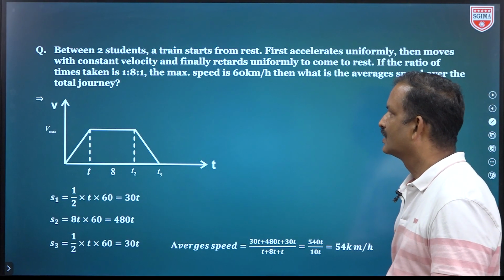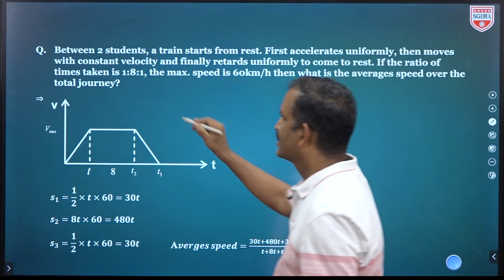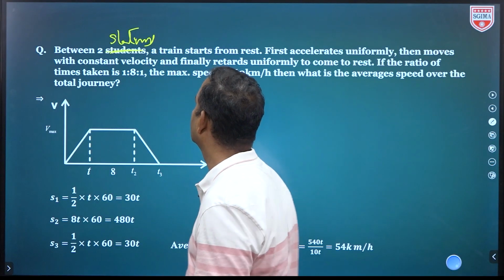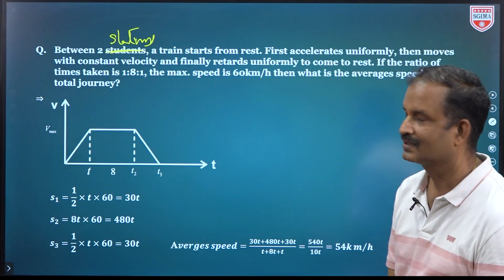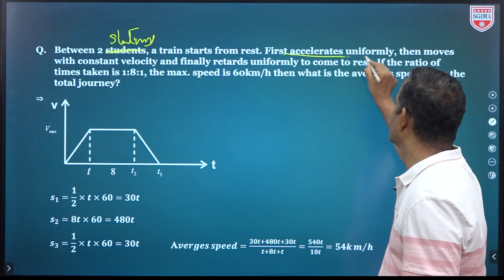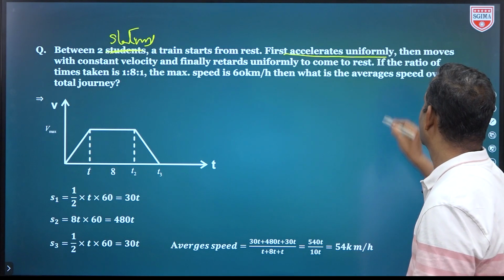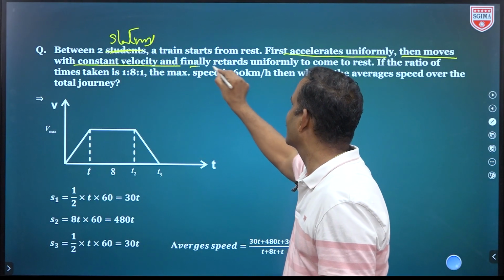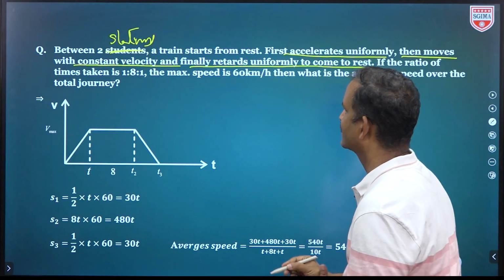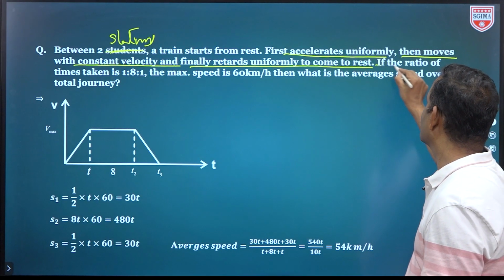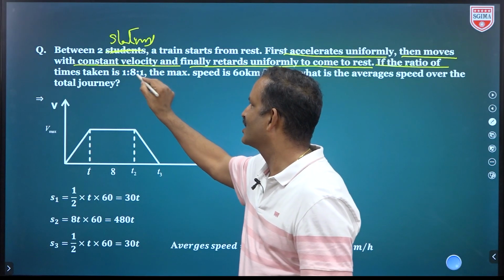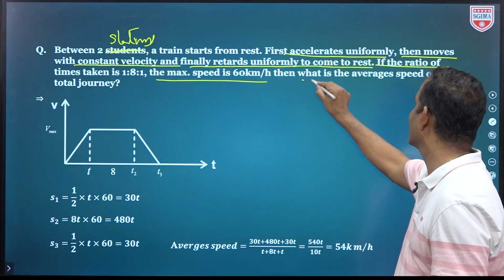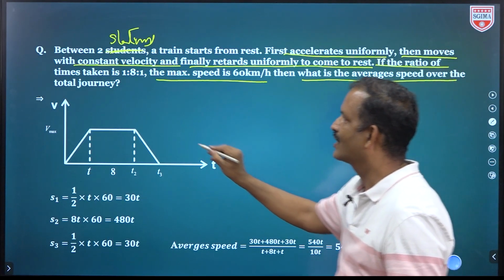Now, between two stations, a train starts from rest. First it accelerates uniformly, then moves with constant velocity, and finally retards uniformly to come to rest. If the ratio of times taken is 1:8:1, and the maximum speed is 60 kilometers per hour, then what is the average speed over the total journey?